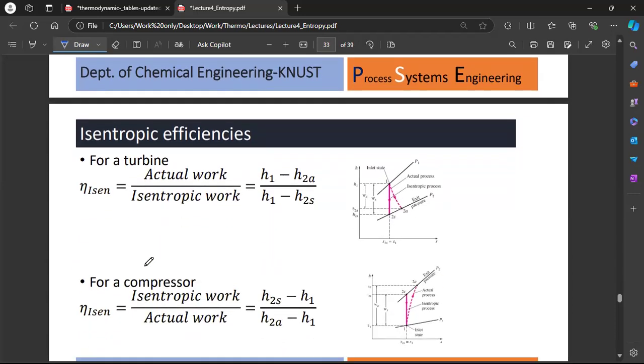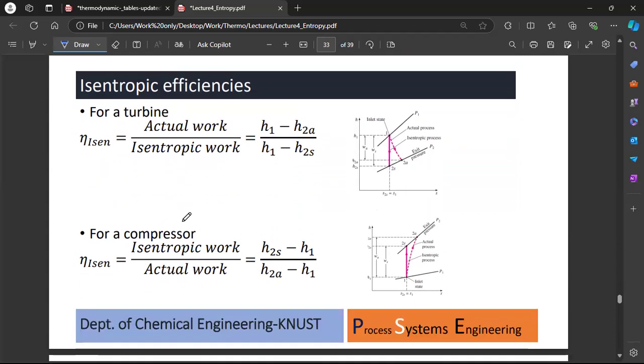So when we are dealing with a turbine, the formula for isentropic efficiency is what we see here: the actual work divided by the isentropic work. We'll talk about that very soon. When we are dealing with a compressor, it's rather the other way around, right?